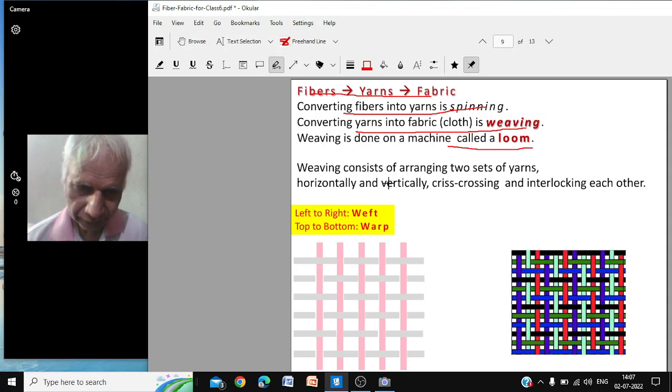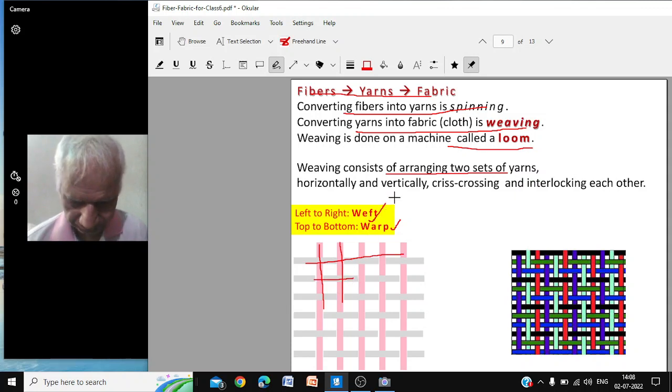Weaving, what is weaving? You are arranging two sets of yarns, not fibers, because by spinning you have already twisted the fibers into yarns. You are arranging two sets of yarns horizontally and vertically. You can see this is vertical and that is called warp, and these are horizontal, these are called weft.